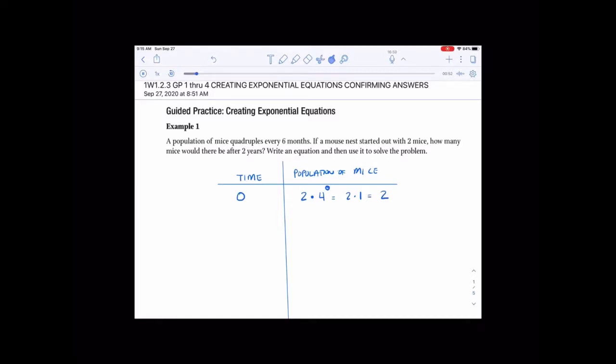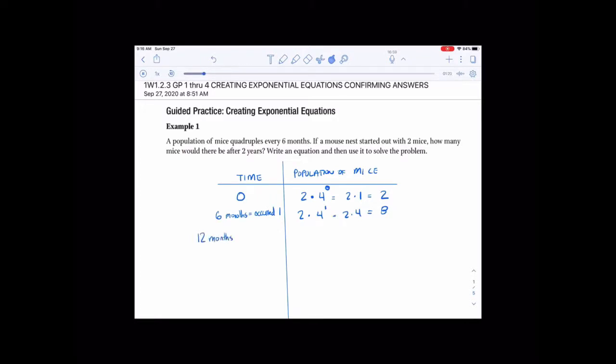Next, let's try after 6 months. In 6 months, it has occurred once. So we would have 2 multiplied by 4 to the 1st power, which is equivalent to 2 multiplied by 4, which is 8.